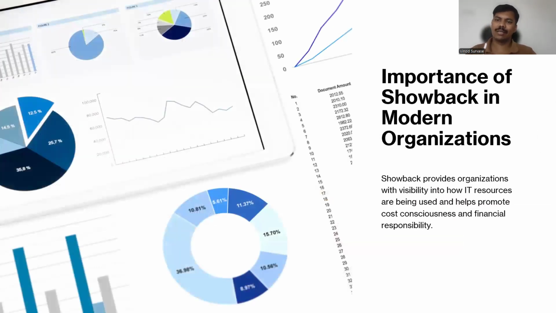The next is the importance of showback in modern organizations. So, right, what is the importance and why is it important for each and every organization these days? It is not only specific to small scale or medium scale organizations, but this is also important for large scale organizations where they have larger teams. They are using different cloud platforms, and not only cloud platforms, but they are using a lot of different third-party systems for their business to run continuously, right?